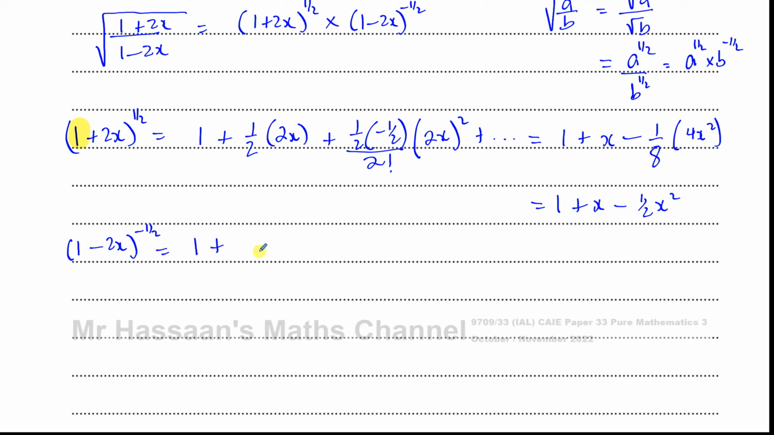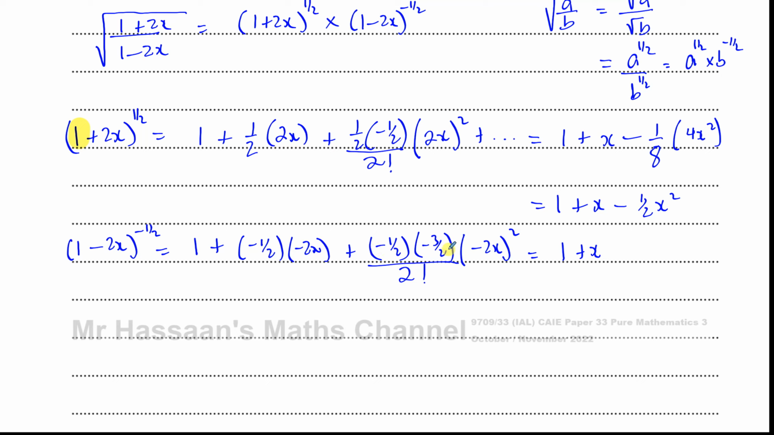So we have 1 plus, we're going to have minus a half times, that's nx, minus a half times minus 2x, plus, you're going to have minus a half times n times n minus 1, so you're going to do minus a half minus 1, which is minus 3 over 2, over 2 factorial, times minus 2x all squared. As always, this term included the sign, so in this case it would be minus 2x. So you're going to have 1, and you're going to have minus a half times minus 2x, which is plus x.